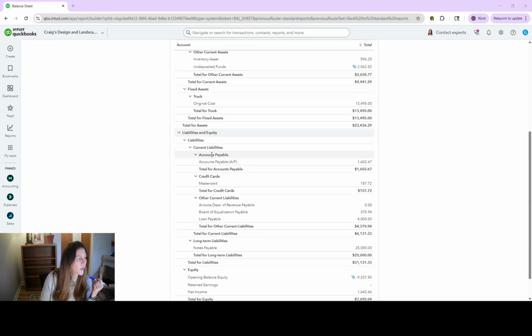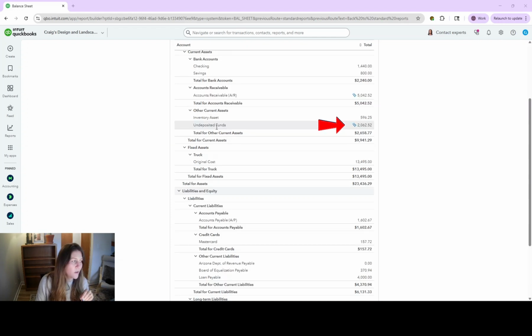You'll also want to look at your accounts payable. This number as well should have a positive balance. This means that we have $1,600 worth of invoices that we need to pay to vendors. If this number is negative, it could mean that we overpaid on a bill, paid something twice, or a payment didn't get matched properly in the bank feed.